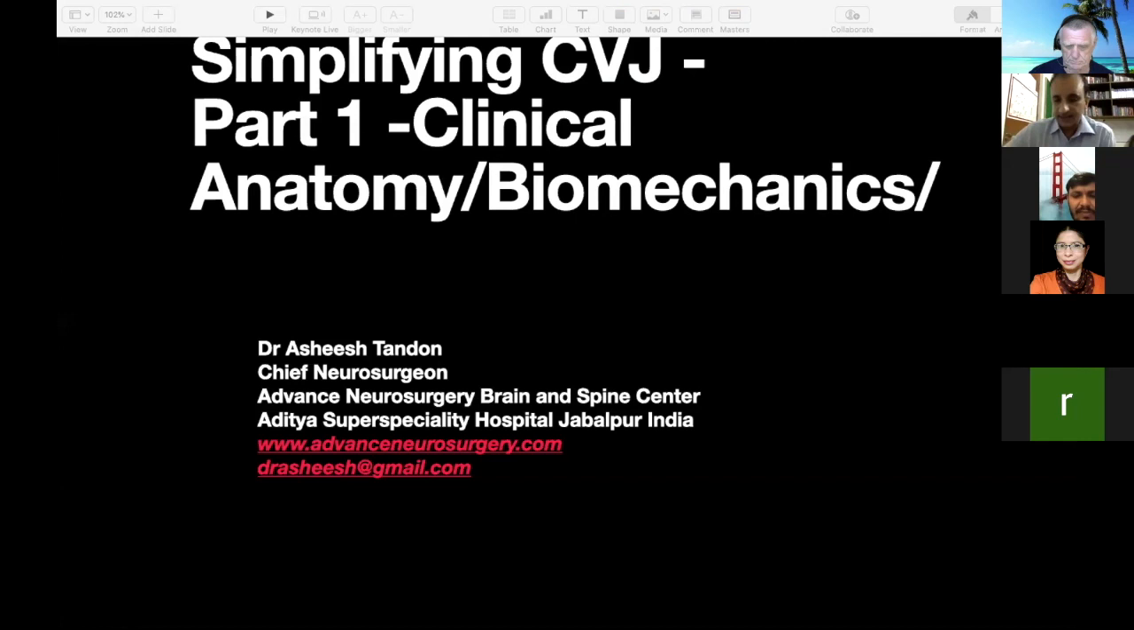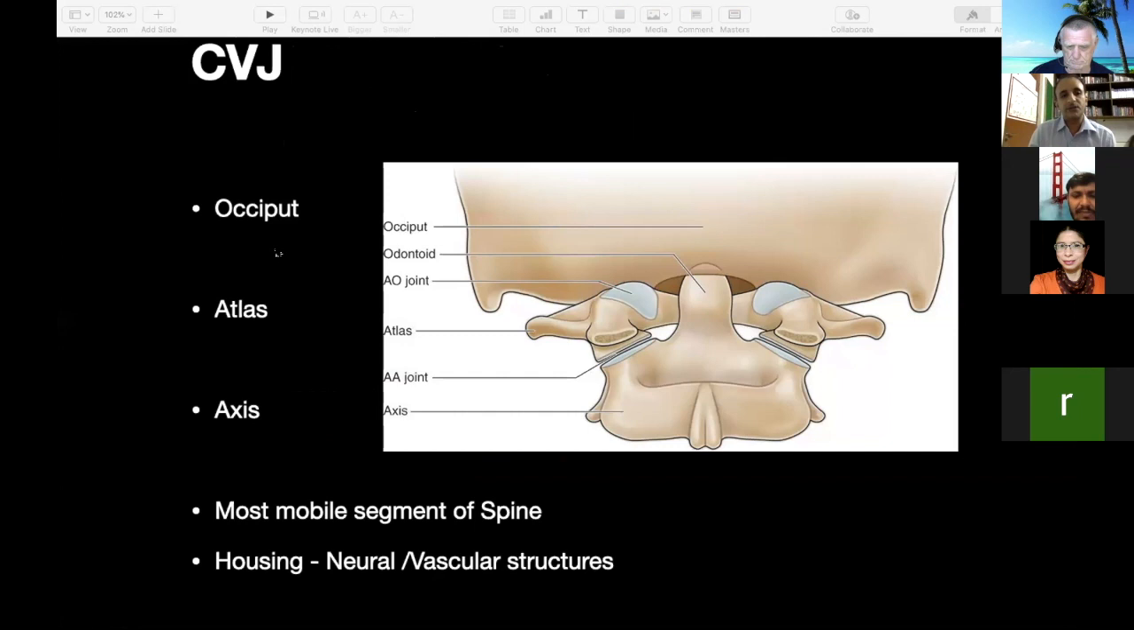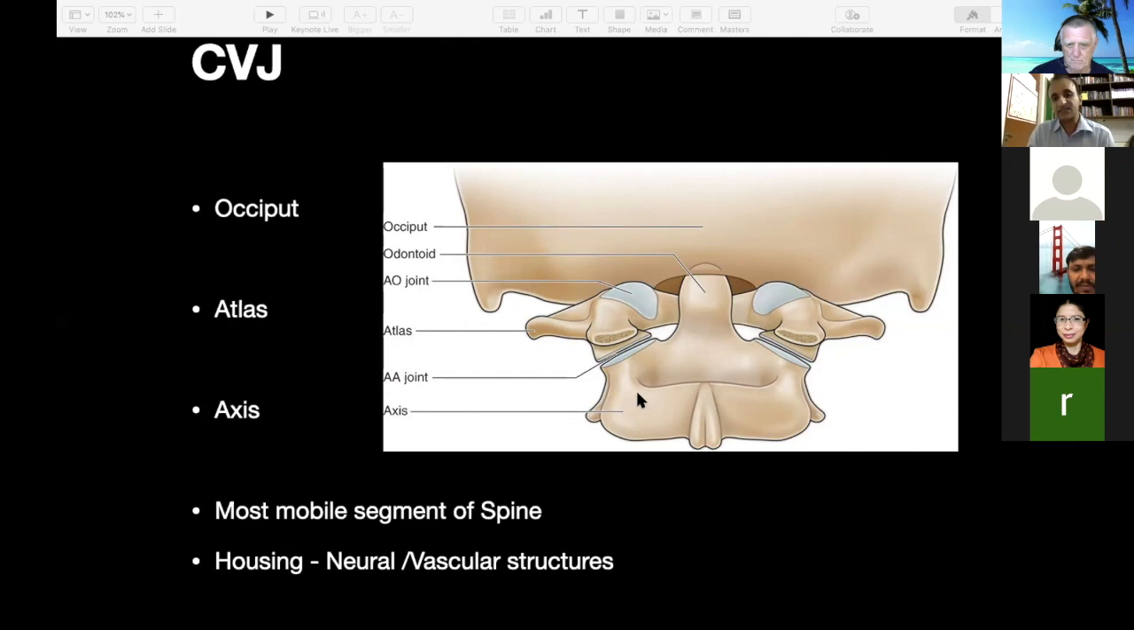So let's start. As we all know, the craniovertebral junction is formed by the basal occiput, the atlas, which is this, and the axis, which is this part. Can you see my cursor? Yes, we can. Great. As we all know, this is the most mobile segment of the whole spine, and it houses very important neural and vascular structures. That is why a very good understanding of normal CVJ is important to understand the pathology and the abnormal anatomy. What I find amongst the students I come across is that there are a lot of myths and misunderstandings about CVJ, which I will try to clear today.